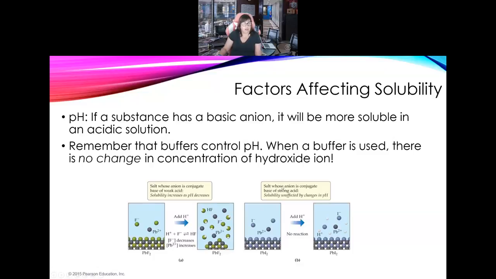For a salt whose anion is the conjugate base of a strong acid, the salt is unaffected by changes in pH. So we need to look and say, all right, if I add H+, I'm going to drive F− to 2HF. So the F− is going to decrease. The Pb2+ that came from the PbF2 is then going to be at a higher concentration since the F− is lower. So buffers control pH. When a buffer is used, there's no change in concentration of the hydroxide ion. So this is not something that we can deal with in a buffered solution.